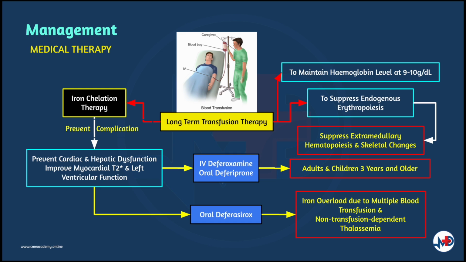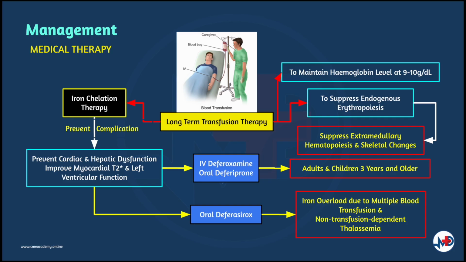However, those receiving long-term transfusion also require iron chelation, as each unit of transfused red blood cells contains approximately 200 milligrams of elemental iron. Additionally, anemia and ineffective erythropoiesis downregulate hepcidin synthesis. Therefore, you require iron chelation to prevent the complications of iron overload, such as cardiac and hepatic dysfunction.